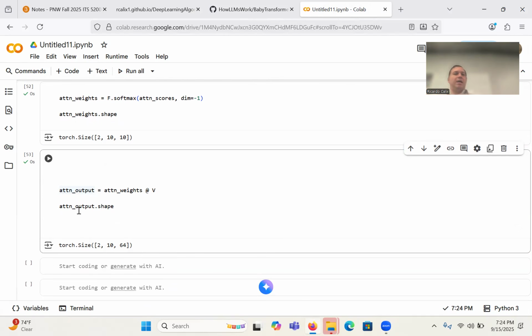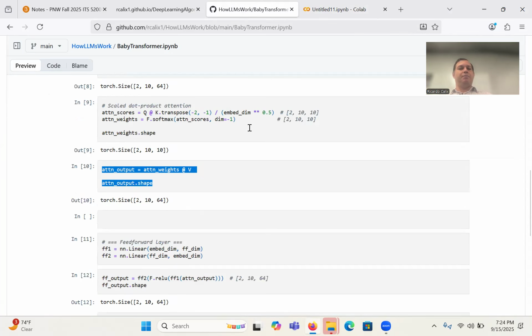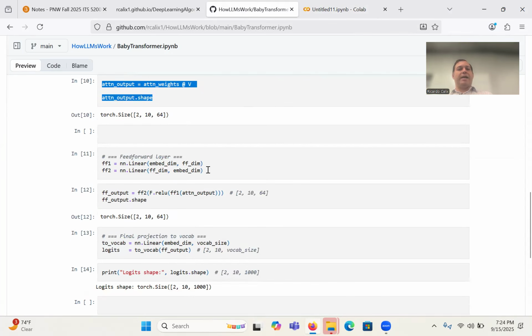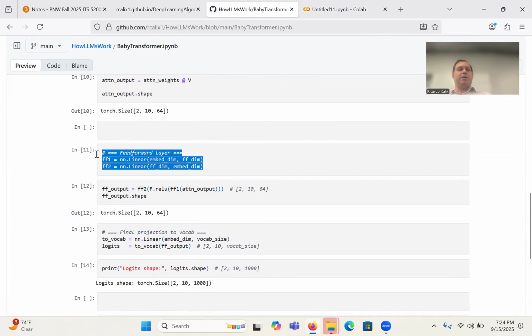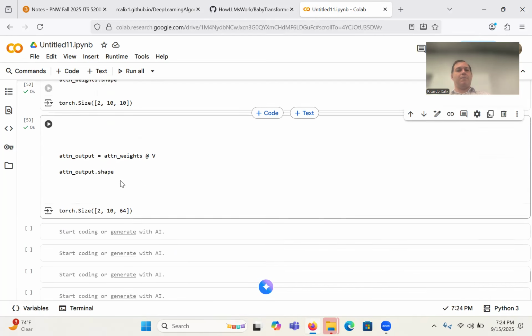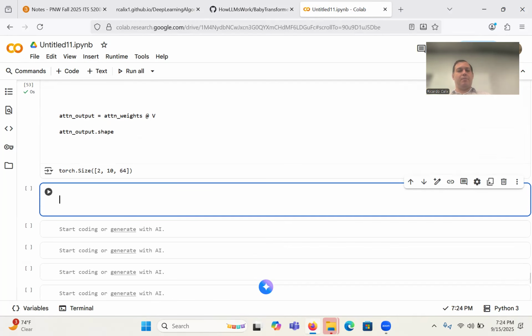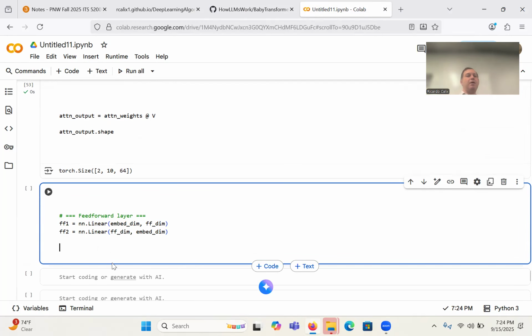Now that I have this one, what comes next is actually pretty easy, right? So let's take a look now. What is this step here? I'm creating two additional layers, FF1 and FF2. One goes from embedding to FFDIM, and then the next one goes from FFDIM back to embedding.